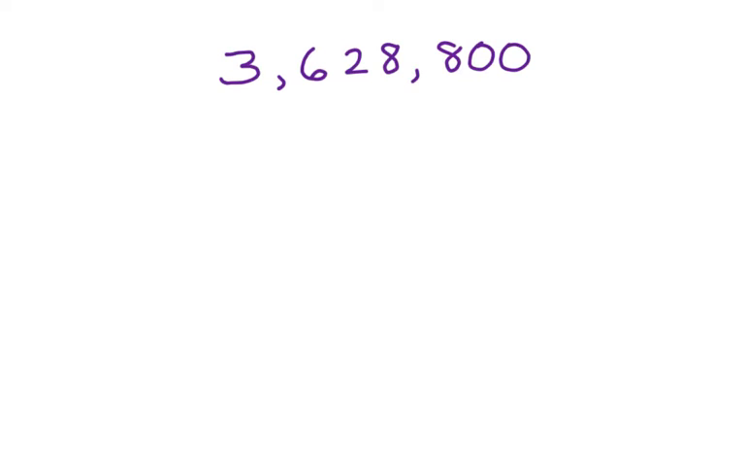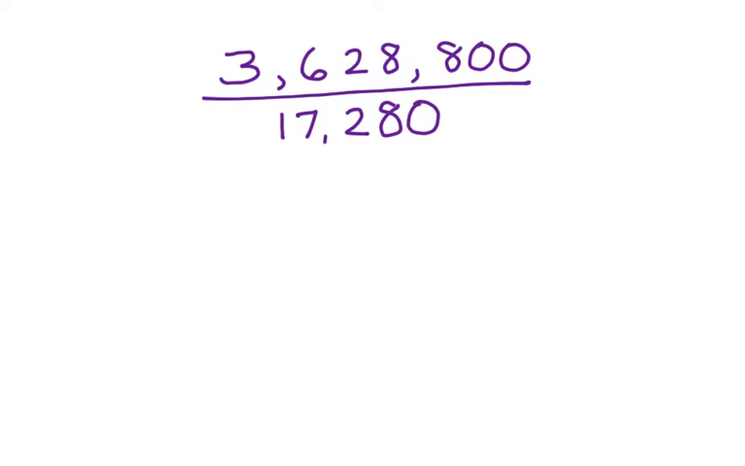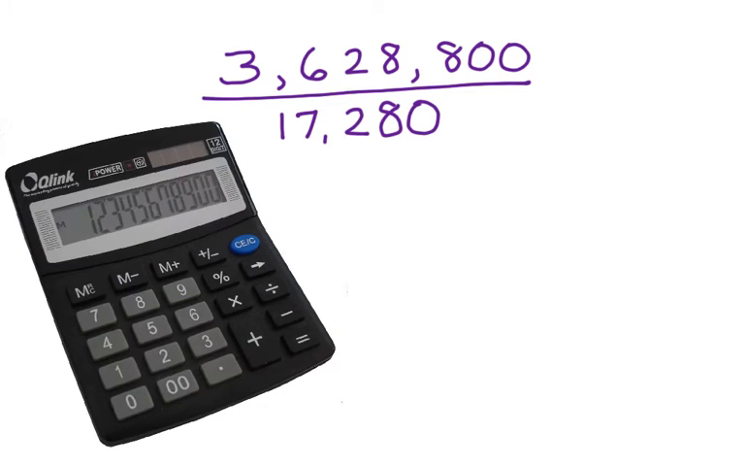And when you multiply all that out together, you get 3,628,800 divided by 17,280. You're right, this is a time when a calculator could come in handy.